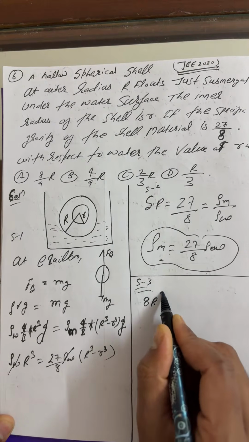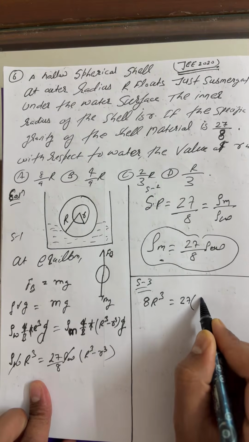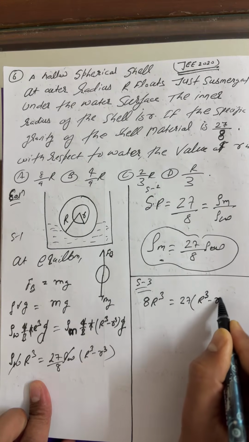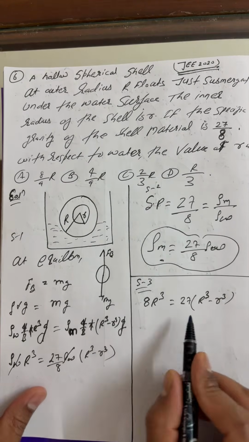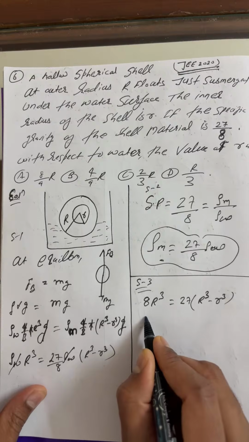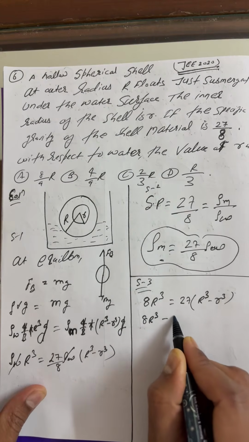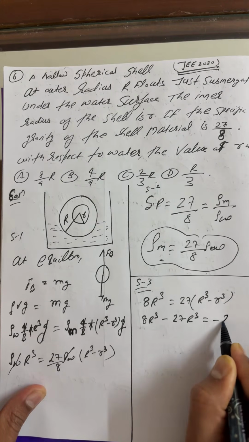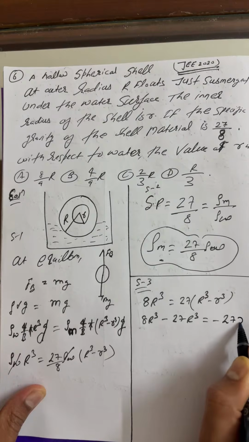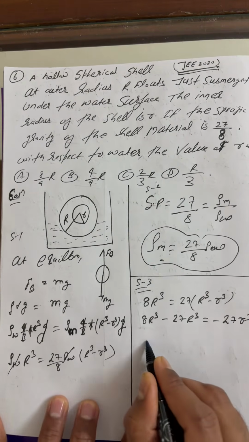This is 8 R cube is equal to 27 times R cube minus r cube. We used to find the relation here. Just open the bracket. This is 8 R cube minus 27 R cube is equal to minus 27 r cube. So you can see this is 19.